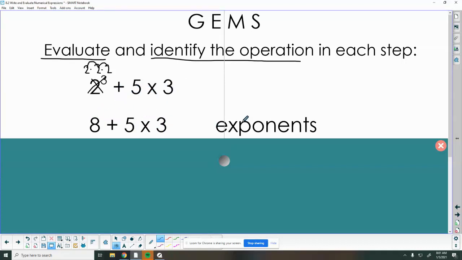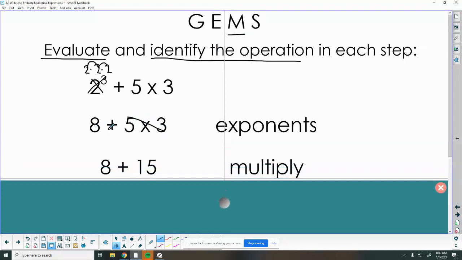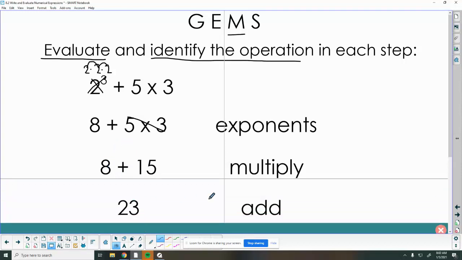So it equaled 8, and I bring everything else down. So here's my new problem, and I just did the exponents. So we don't have any more exponents. So now we're looking for multiply and divide. So yes, we need to do 5 times 3 is 15. Bring everything else down. We had to multiply to get this part of the expression. Now the only thing left to do is 8 plus 15 is 23. We had to add those. So each step, you just do the next part. How did I get there? Do the next part. How did I get there?